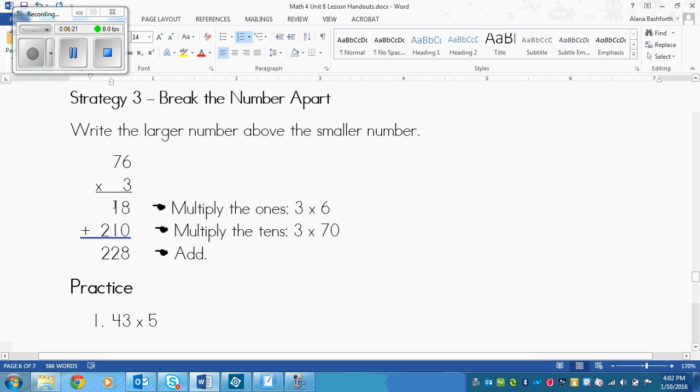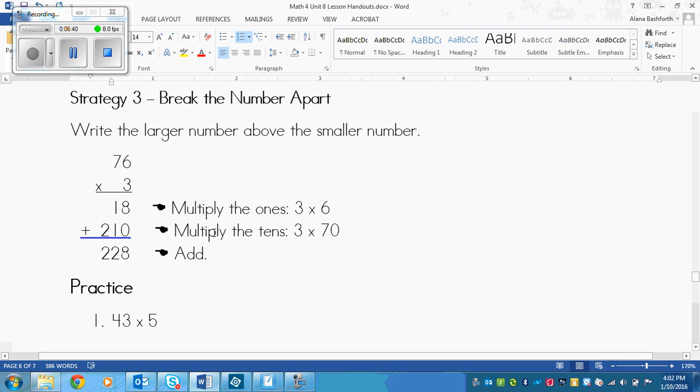So we would write the larger number on top of the smaller number, so 76 times 3. And then first step, right underneath the equal line, we would multiply the ones. So that's 3 times 6, and we would write it right here, 18, making sure that the ones are lined up in the ones column here. 8 being the ones number.